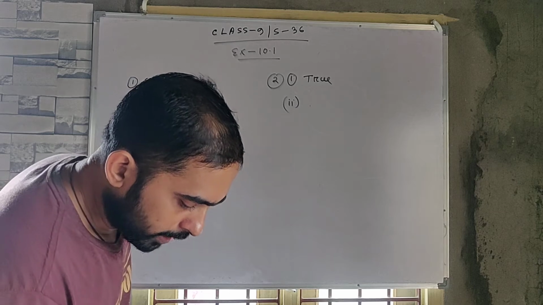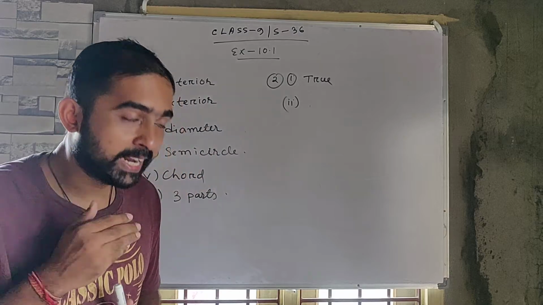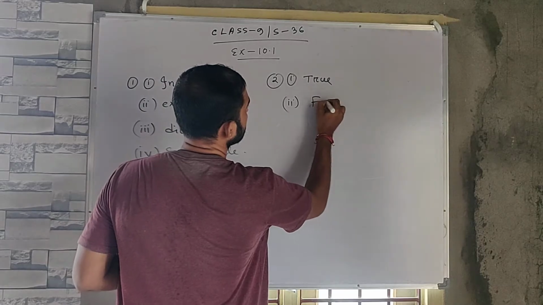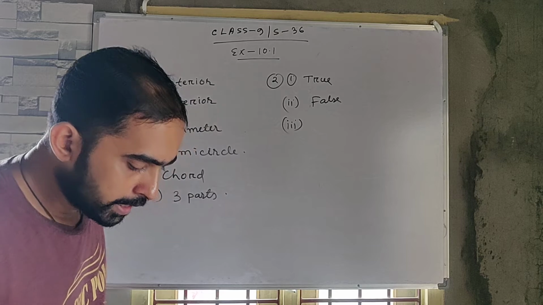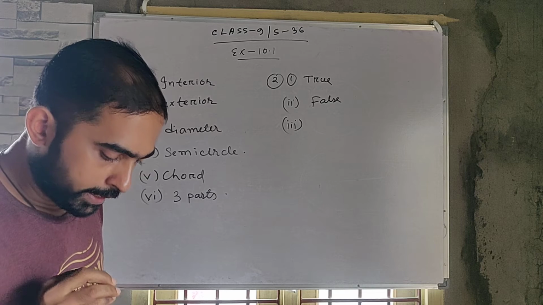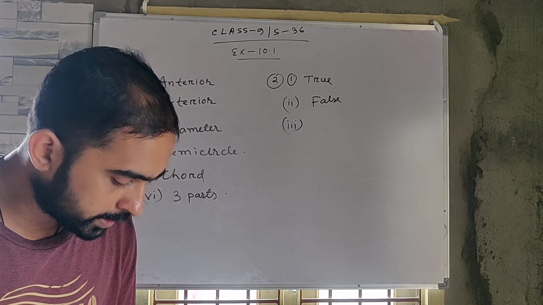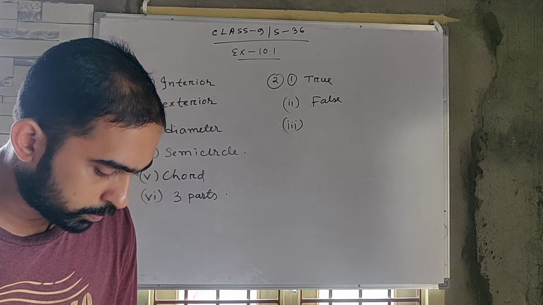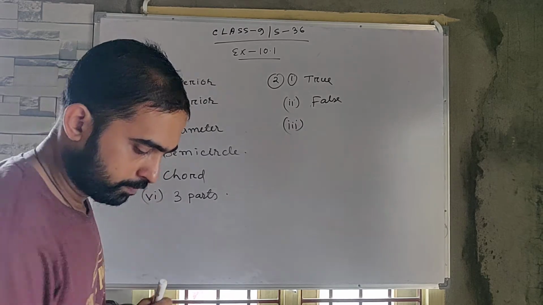Next one is, a circle has only a finite number of equal chords. That is false, because in a circle there are infinite numbers of equal chords. Next, if a circle is divided into 3 equal arcs, then each is a major arc. No, that is false.